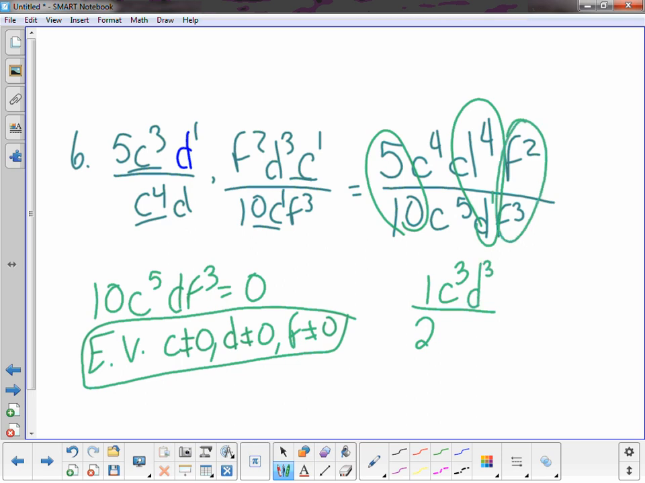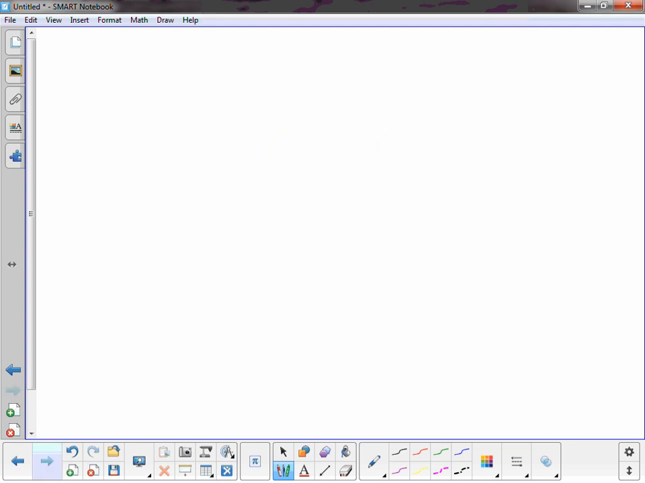F squared divided by F to the third. So I'm only going to have one F, and the larger amount of the F's are on the bottom. So on the bottom, I'm just going to have F. Okay, all right, let's take a look at number 7. So I'm going to get it started for you, and then I want you to finish it up yourself.